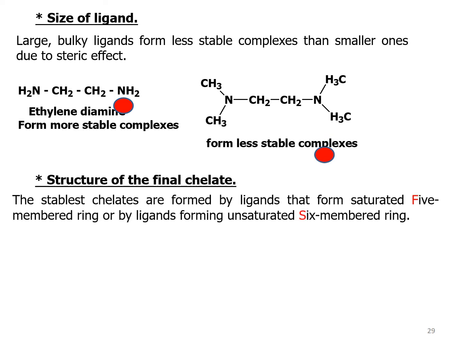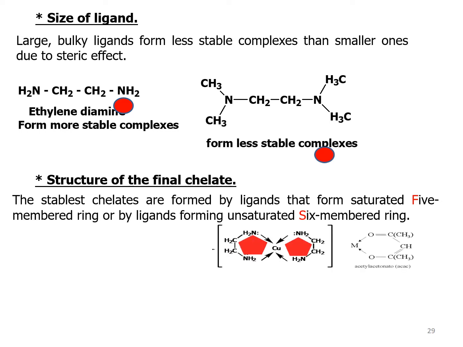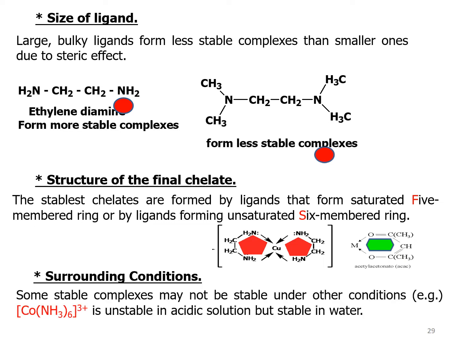Structure of the final chelate. The stablest chelates are formed by ligands that form saturated 5-membered rings, or by ligands forming unsaturated 6-membered rings. For example, the copper ethylene diamine complex or the acetyl acetonate. Surrounding conditions: some stable complexes may not be stable under other conditions. For example, cobalt amine complex is unstable in acidic solution but stable in water.